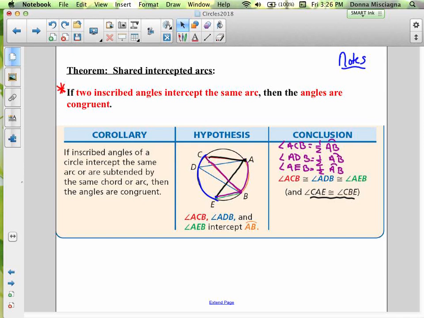All right, so there we have arc CE, and that's the intercepted arc for those two angles. Let's just add that to our notes. So angle CAE is half of arc CE.